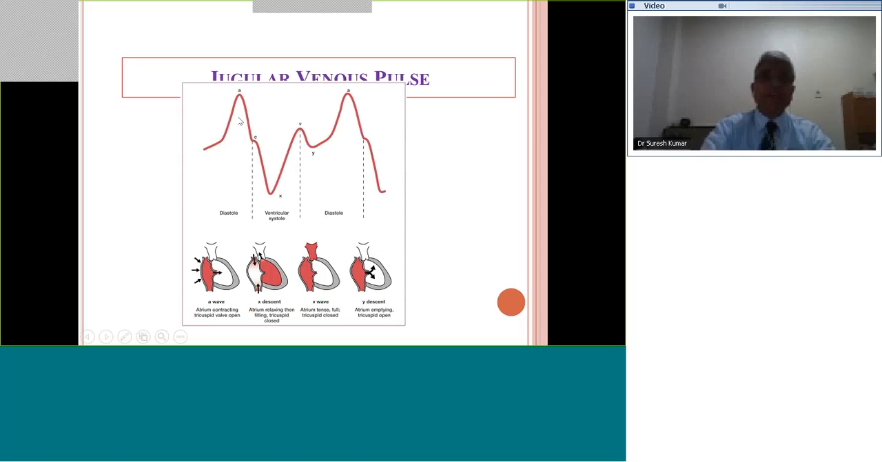Look at this trace. Here is the A wave. The A wave corresponds to atrial contraction. So it's a late diastolic event. Look at the cartoon. The atrium is in contraction. And the C wave, which often represents the carotid pulse. And you have the X descent, which is the descent of the tricuspid valve. And you have the V wave, which is related to ventricular systole. During the ventricular systole, the atrium is still filling, and you have the V wave. And then you have the Y descent as the AV valve is opening. See, the AV valve is opening here, and the next A wave comes as the atrium contracts.